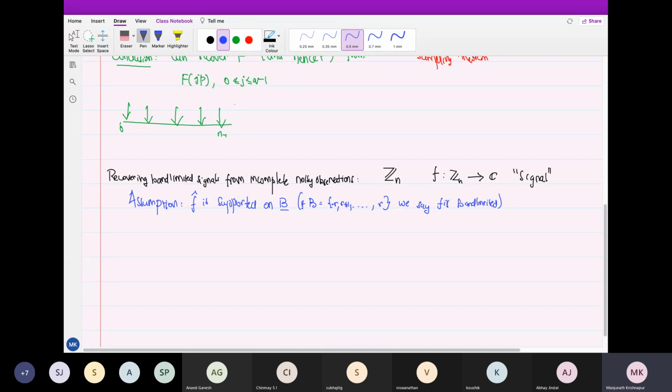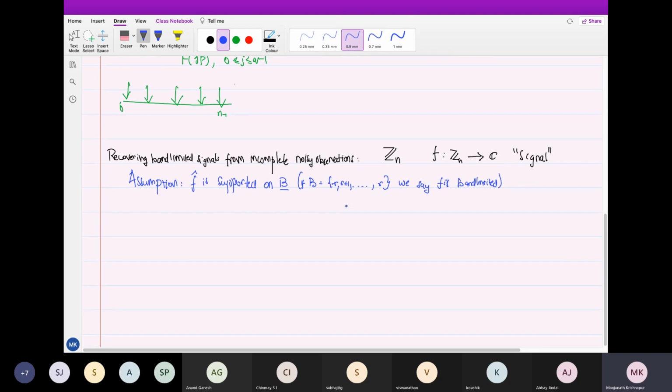This type of assumption may make sense in real life. If you have some musical signal, maybe all the frequencies are in some interval and stuff like that. So maybe it makes sense. Anyway, f hat we assume is supported on some set B, which is contained in Zn hat, which we also identify as 0, 1 up to n minus 1. So B is also a subset of 0, 1 up to n minus 1.